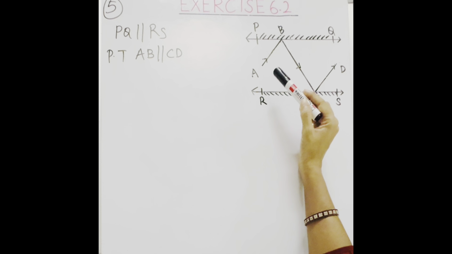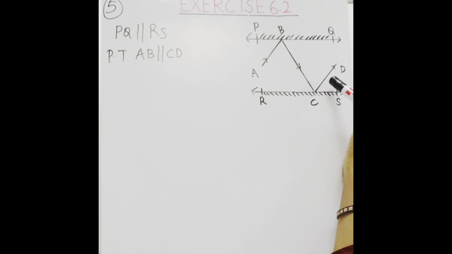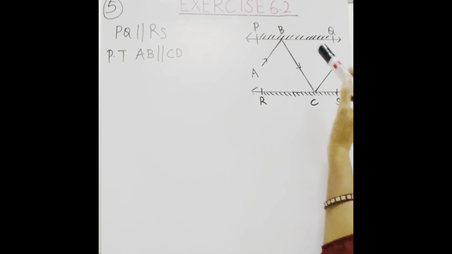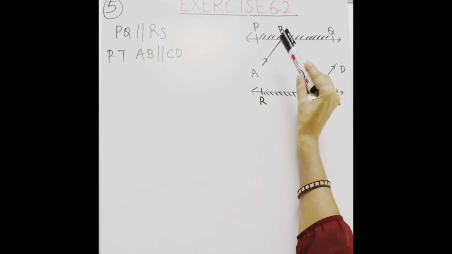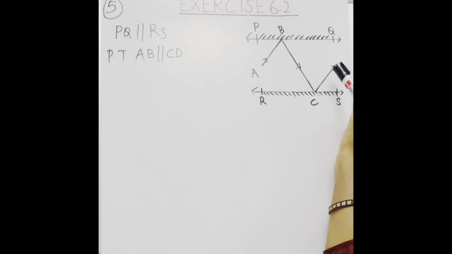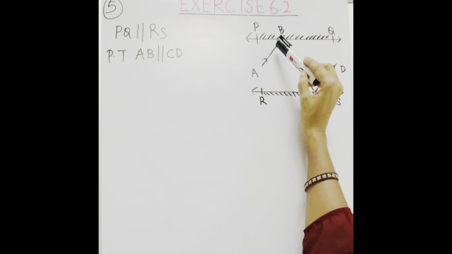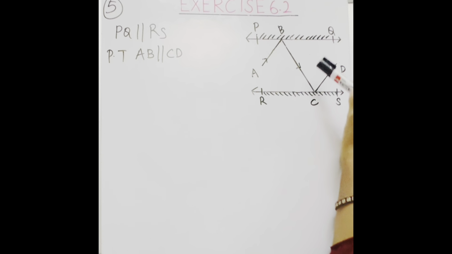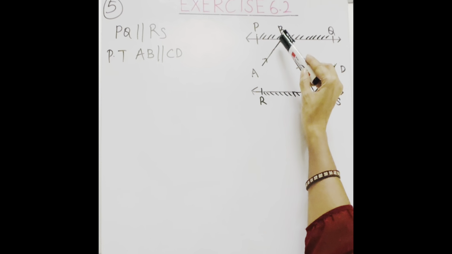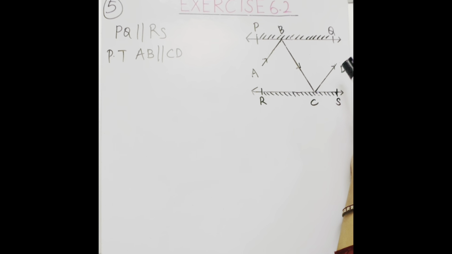Now for proving AB is parallel to CD, we can use the properties of parallel lines and the transversal. We can see two parallel lines and the transversal here. So if we can prove that these angles are equal, that means the alternate interior angles, if these two angles are equal, we can prove that AB is parallel to CD.